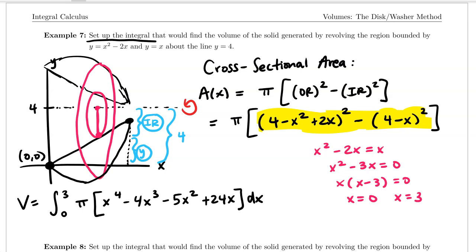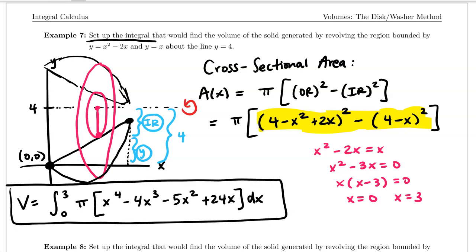It asks us to set up the integral. It doesn't actually ask us to find the volume. So we could just stop here, but in case you are curious, if you solve that definite integral, the volume ends up being 153 pi over 5. And that concludes this example.